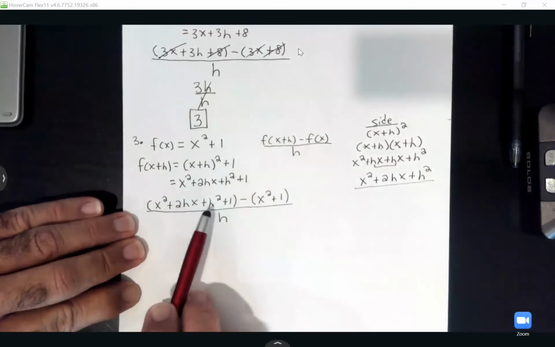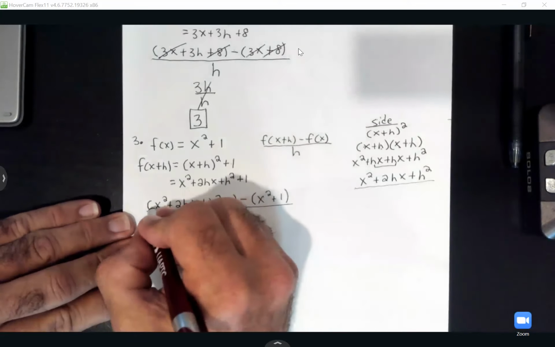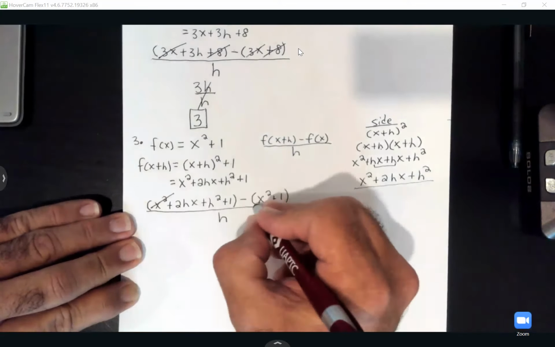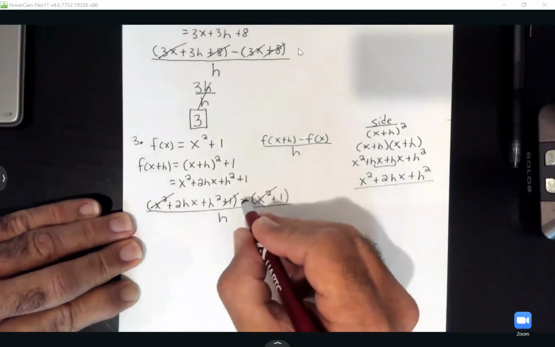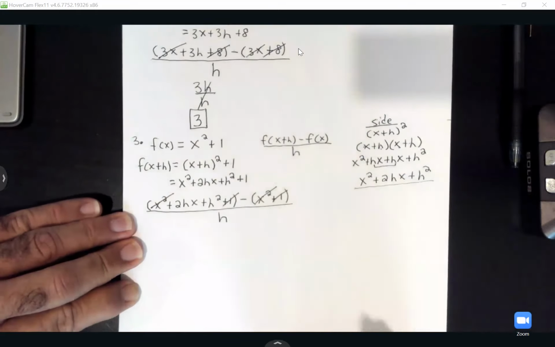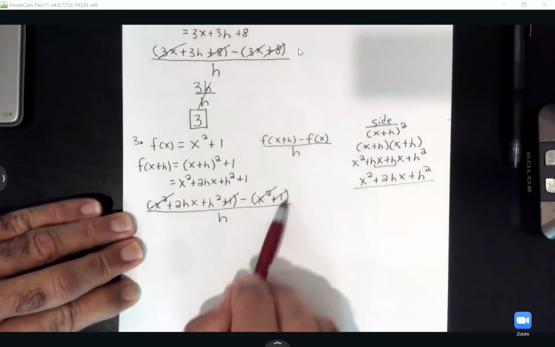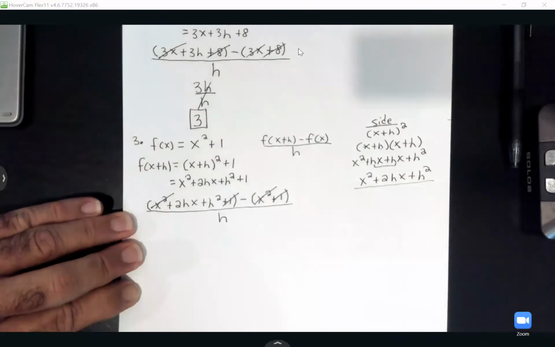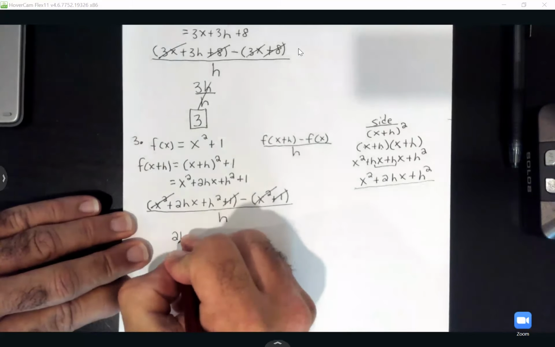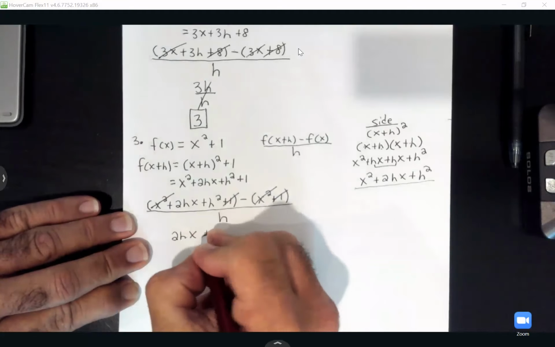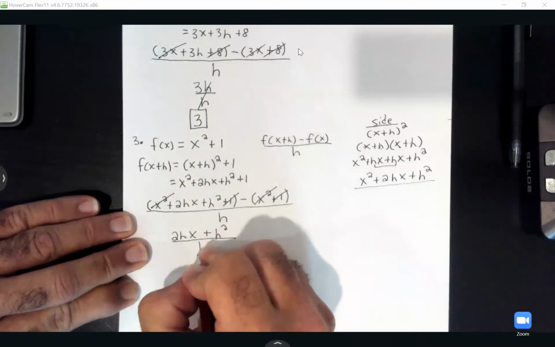Remember, if it doesn't have an h like these two do, it's going to cancel. This x squared cancels with this negative x squared. This positive 1 cancels with this negative 1. And y'all notice every single time the second parentheses cancels away, okay? So let's see what's left. 2hx plus h squared all over h.